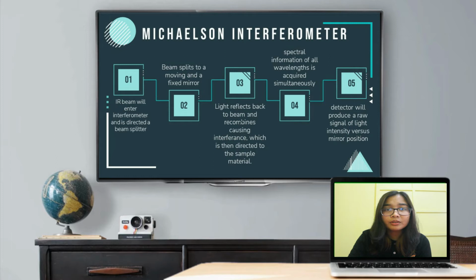The light will then be reflected back to the beam and recombined, causing an interference which is then directed at the sample material. In this way, the spectral information of all the wavelengths is acquired simultaneously. At the end, the detector will produce a raw signal of light intensity versus the mirror position.